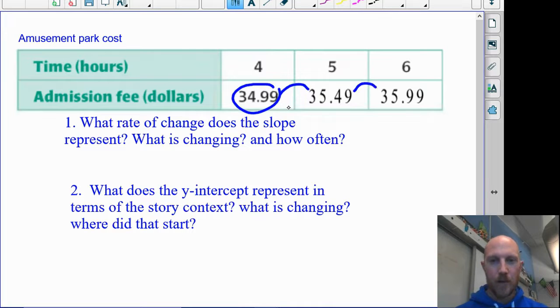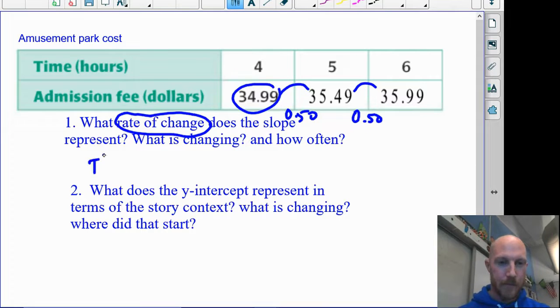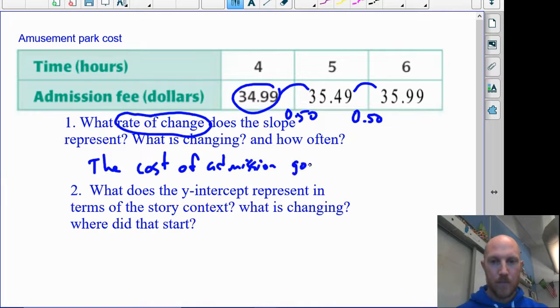This time, it's going up by 50 cents every hour. So it's kind of a weird way to charge. I've never actually heard of an amusement park charging admission this way, but the longer you stay in the amusement park, the more it costs, right? So what is the rate of change? Well, that cost is going up by 50 cents per hour. Customer admission goes up 50 cents per hour.